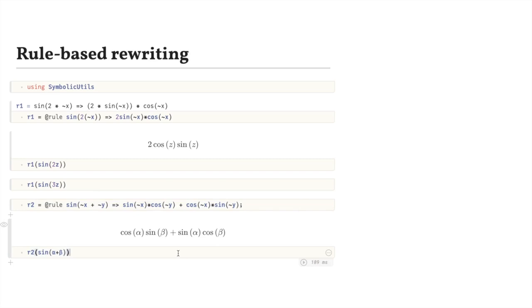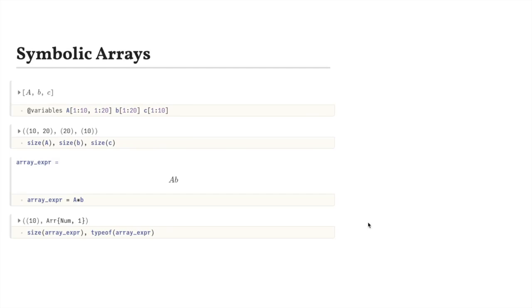Now we will introduce a new experimental feature of Symbolics. We have already seen arrays containing symbolic expressions, but in Symbolics 1.0, variables themselves can represent arrays. We can create these variables with the @variables macro. We specify the index ranges of the dimensions of the array. Currently, the index ranges must start with 1.